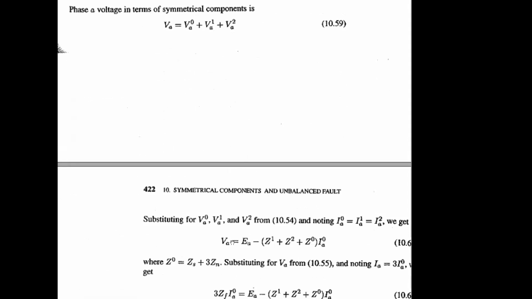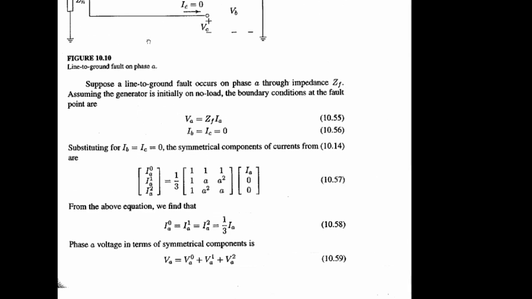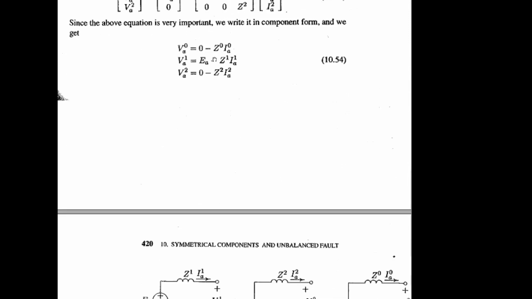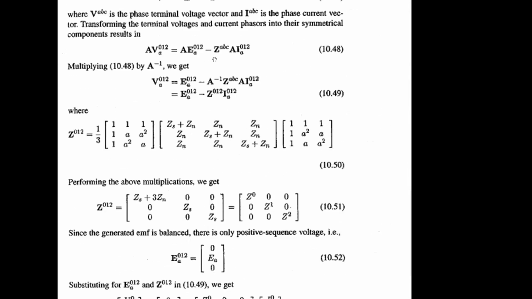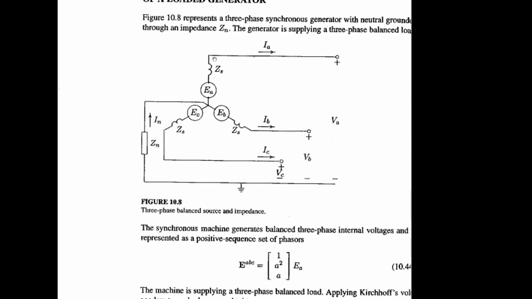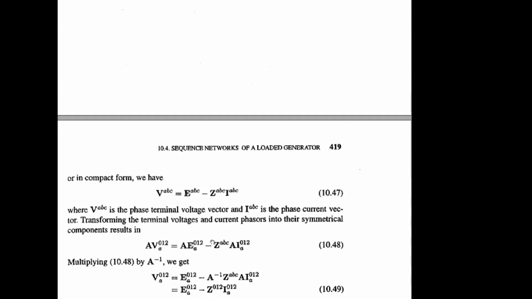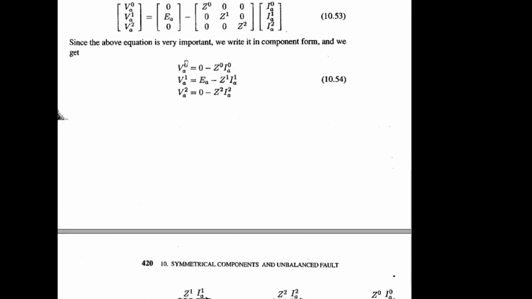How can it be written? If you can recall the last class, VA0, VA1 and VA2. What is the information of VA0, VA1 and VA2? This information is derived from the sequence network generator, the three-phase Y generator. The outcome of that execution will be there as VA0, VA1 and VA2. That was discussed in the last class before the single line to ground fault.